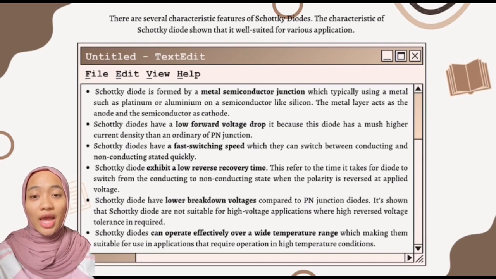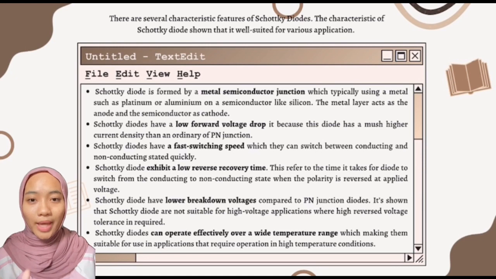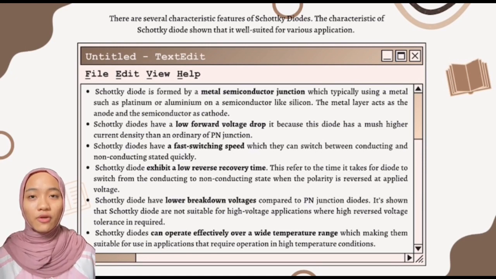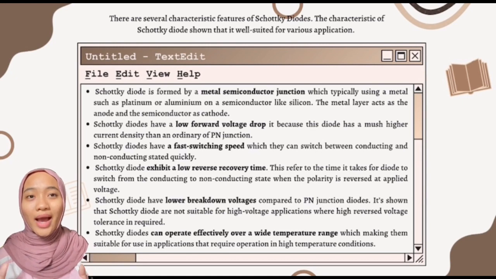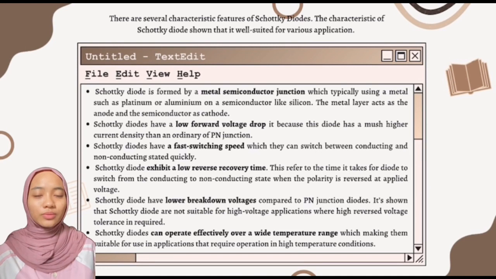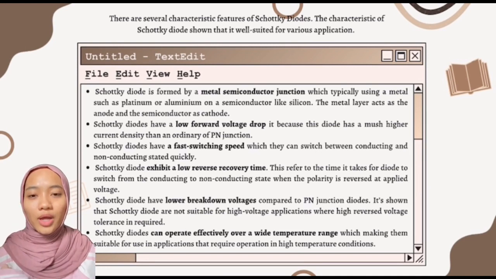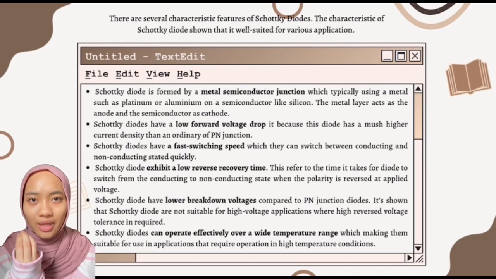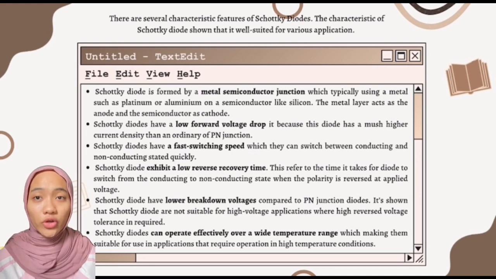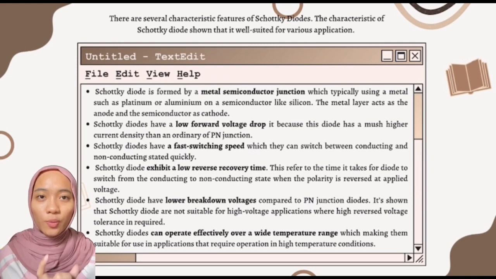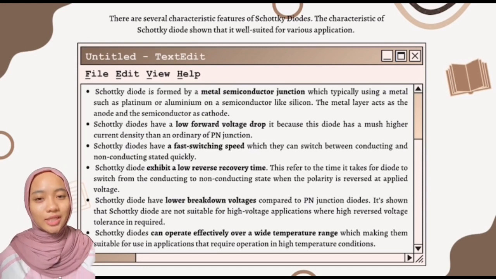Next, Schottky diodes have a lower breakdown voltage compared to PN junction diodes. This shows that Schottky diodes are not suitable for high voltage applications where high reverse voltage tolerance is required. Lastly, a Schottky diode can operate effectively over a wide temperature range, making it suitable for applications that require operation in high temperature conditions.